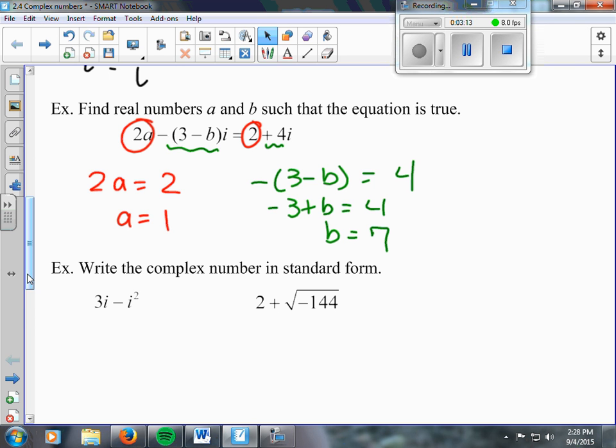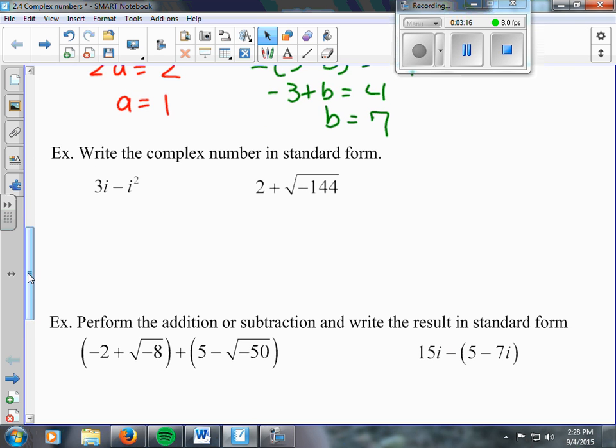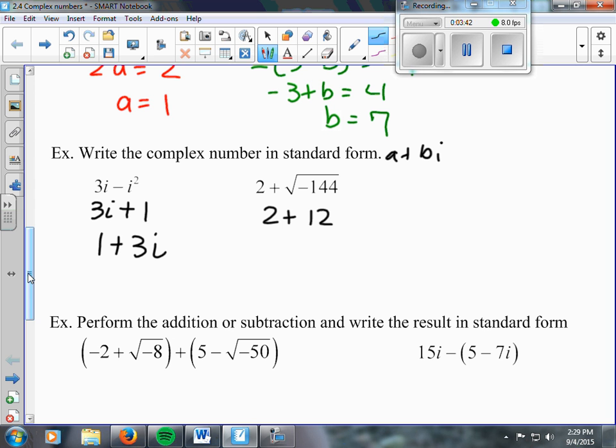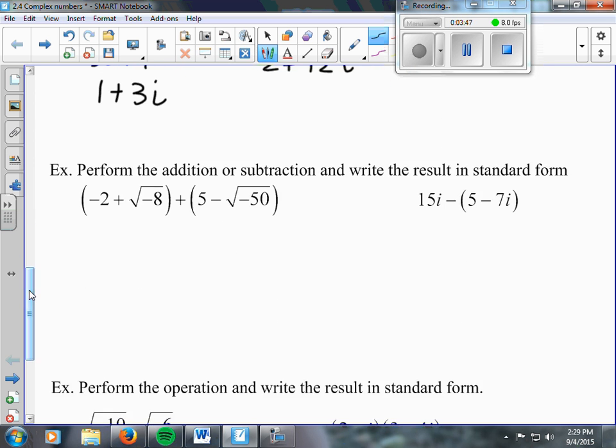Okay, next example. You can write a complex number in lots of different forms, but we always like standard form, which is of the form a plus bi. So you should see a number plus a number times i. In this one, see how we have i squared? i squared is negative 1. So this is 1 plus 3i. And on this one, you want to do the square root of negative 144. The square root of 144 is 12, and the square root of negative 1 is i.